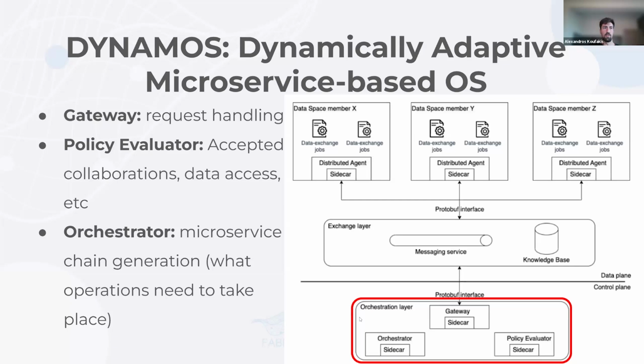Then the next component is the orchestrator, which generates the microservice chain that needs to be executed in order to perform the desired operations. Also, the orchestrator has a weight-based mechanism in order to select which microservice chain is the best, the most efficient. So if there are multiple ways to execute the same thing, the orchestrator has a weight-based method that can detect which one is the best and decide to do this.